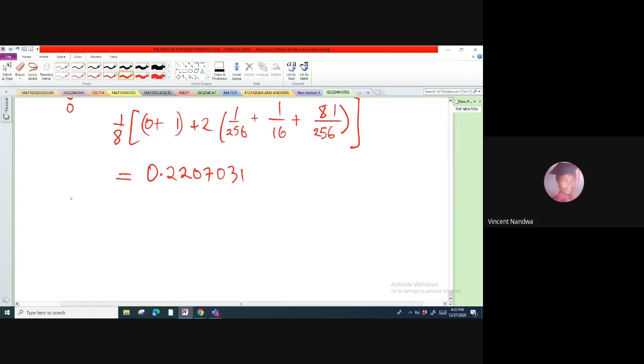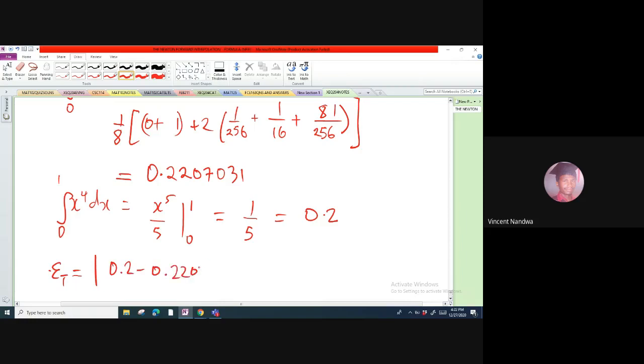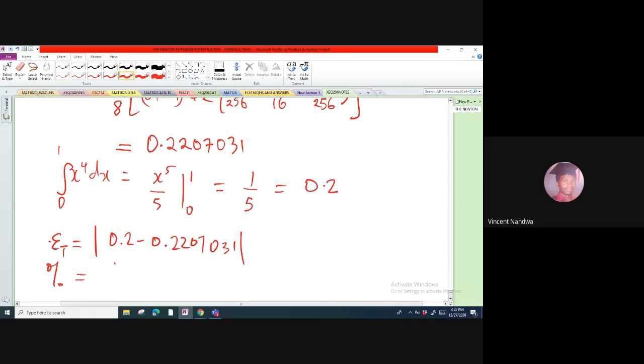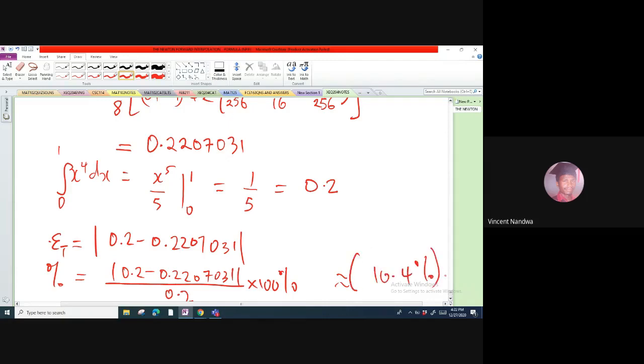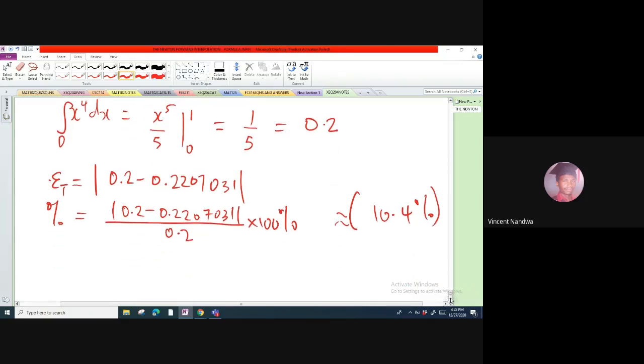And then the exact value, because this is a simple integral, x power 4 dx, will be given by x power 5 over 5 from 0 to 1. So this is the same as 1 over 5, which is the same as 0.2. So therefore the error will be 0.2 minus 0.2207031. And then the percentage error will be given by this error over the true value, which is 0.2, times 100%. So this is roughly 10.4%. Please work out and then confirm. So when you use n equals 4, the error is 10.4%.